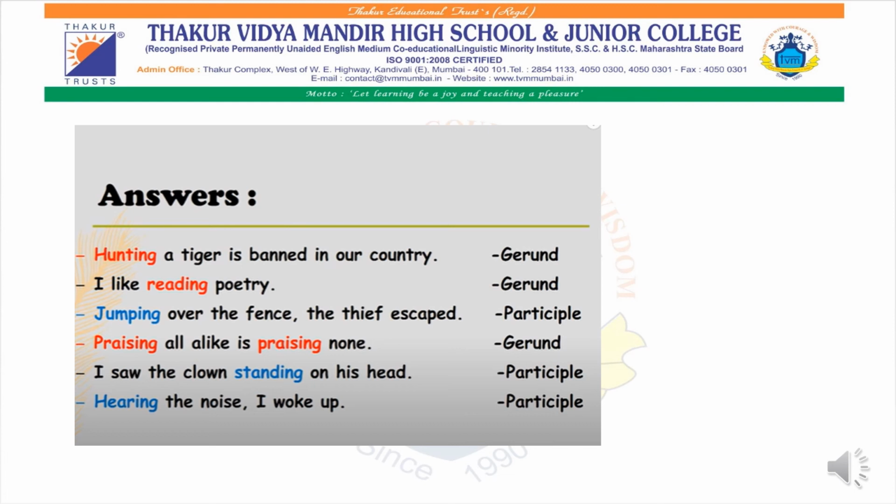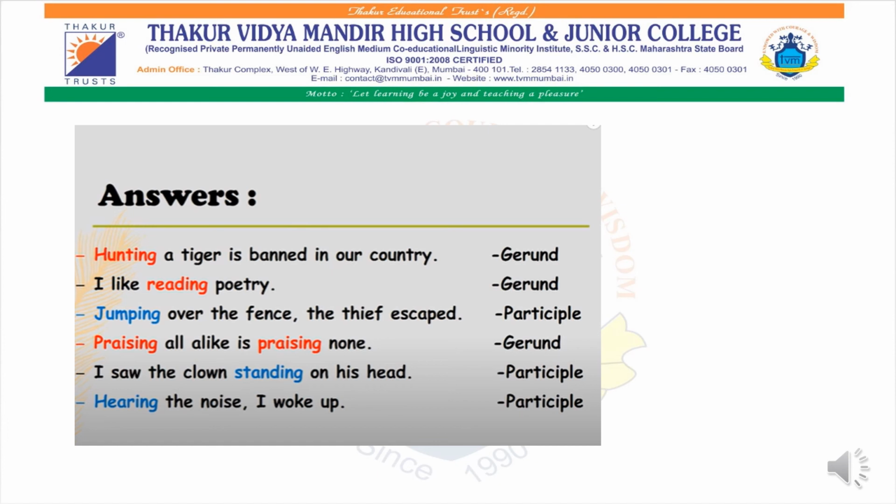Now, the first one is a gerund. Why is it a gerund? We'll check. If we cancel the noun hunting, let's see whether that particular sentence can stand for itself. A tiger is banned in our country. That sentence makes no sense at all, and therefore that particular sentence is a gerund. If we ask the question, what is banned in our country, we'll get the answer, hunting a tiger.